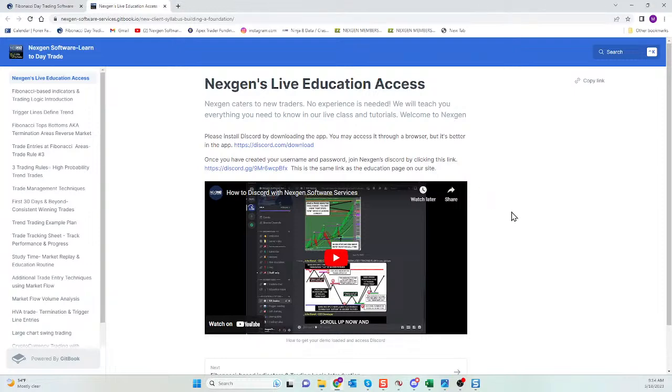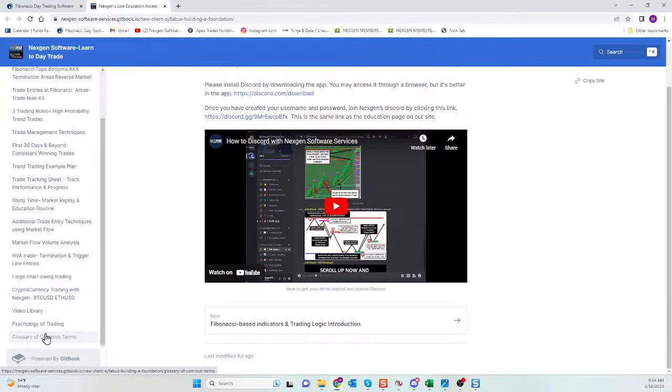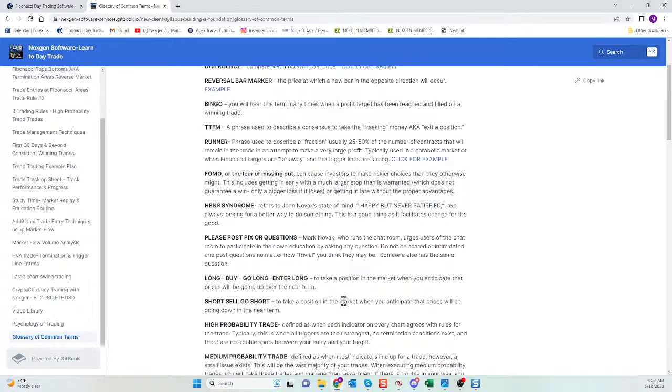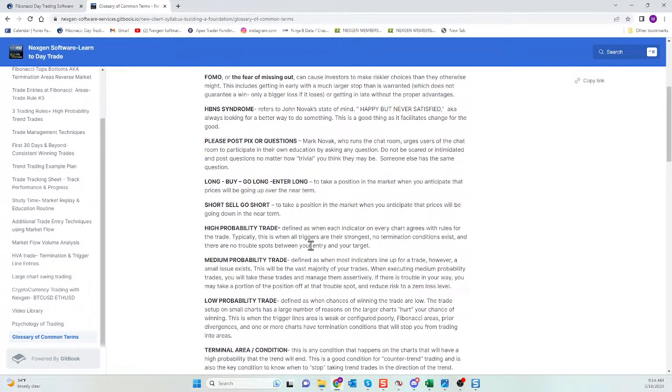And then, guys, when I go to the tutorial section, I'm trying to kind of slow roll into the day here. I want to point out what we're going to talk about for the first hour, guys. It's a high probability trend trade. A high probability trade is defined when each indicator on every chart agrees with the rules for the trade. This is when your triggers are their strongest. Guys, there's nothing in your way between your entry and your target.